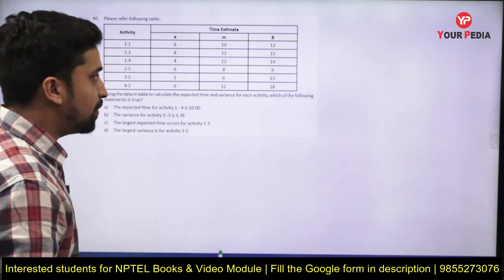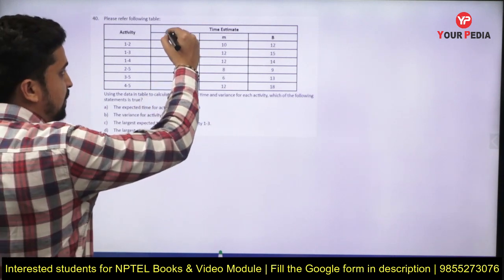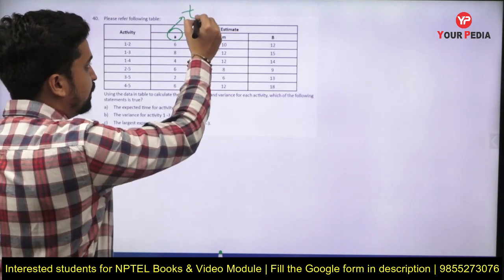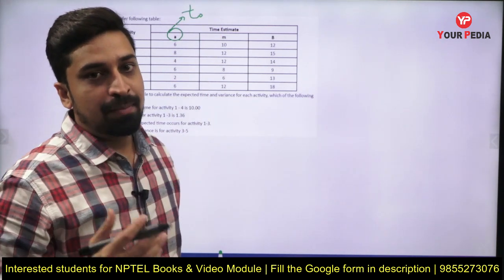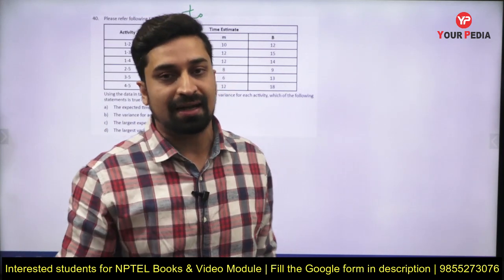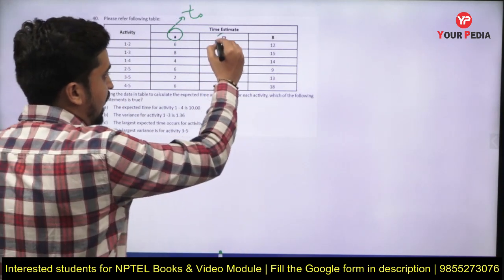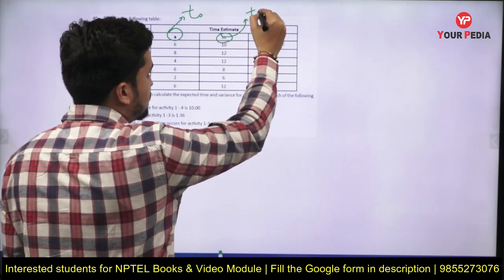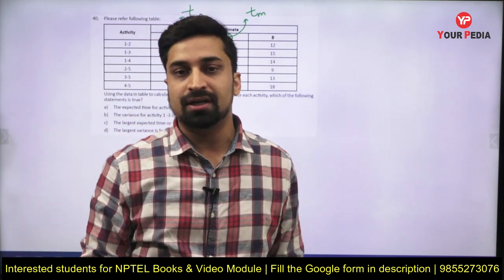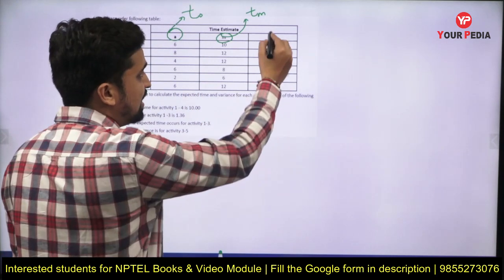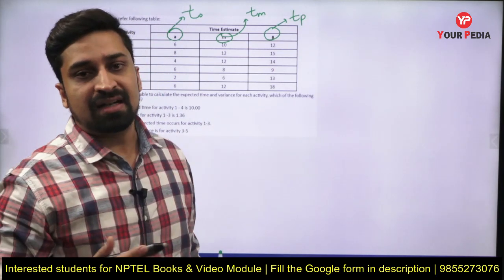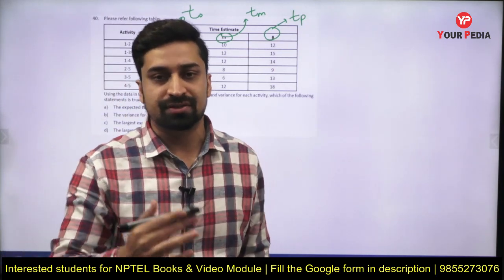Basically, the A time estimate given to you in this table is the optimistic time, and optimistic time is the minimum time required by the activity if all the conditions are in favor of that activity. Along with that, the M stands for TM, or most likely time. So most likely time is the time taken by the activity if all the conditions are normal, whereas the B is the pessimistic time, and pessimistic time is the time taken by the activity if all the conditions go adverse.